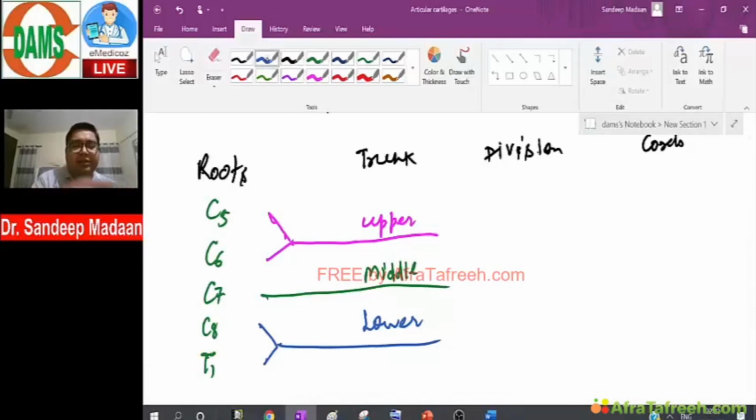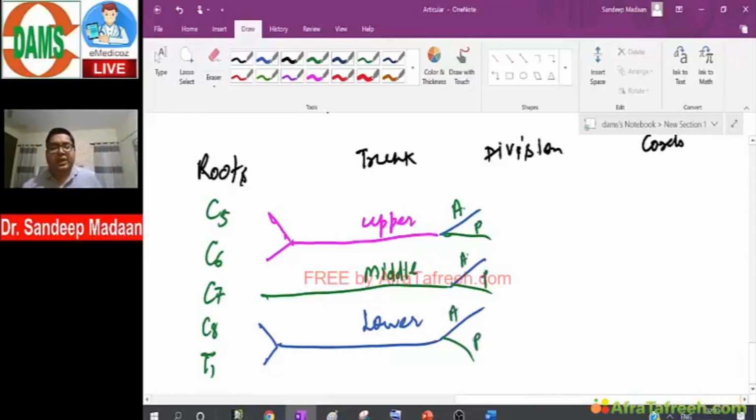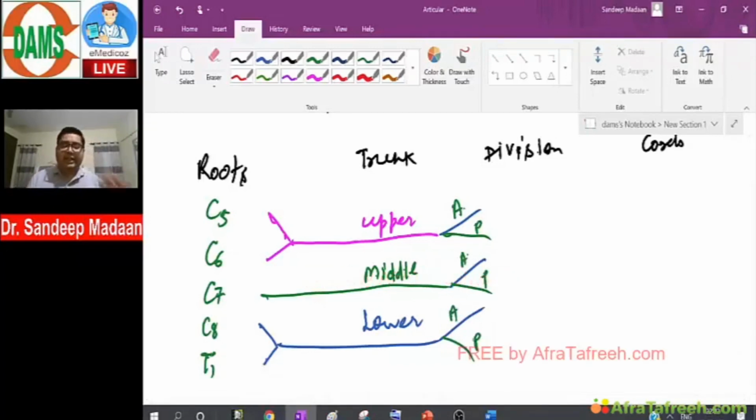Everything divides into two divisions. What are the two divisions? Anterior and posterior. Anterior division, posterior division. Do you appreciate? So what are the names of the trunks? Upper, middle and lower. What are the divisions? Anterior and posterior division. Now three trunks dividing into two divisions each. Altogether we have got 6 divisions. Out of 6 divisions, 3 are anterior, 3 are posterior.